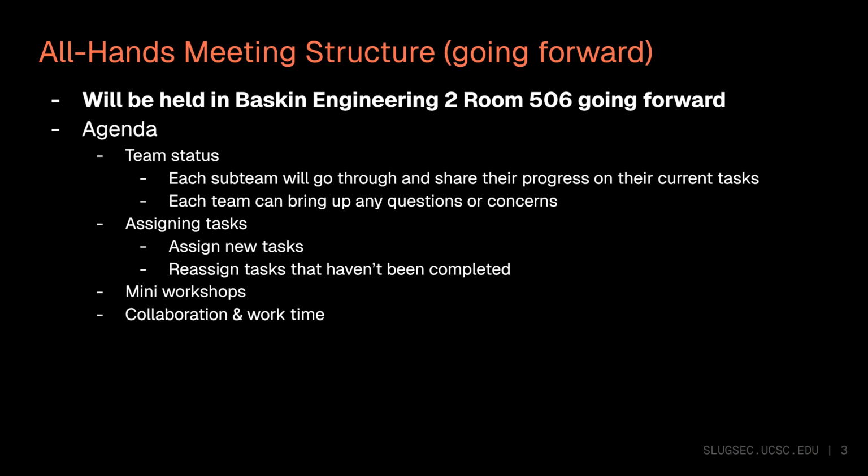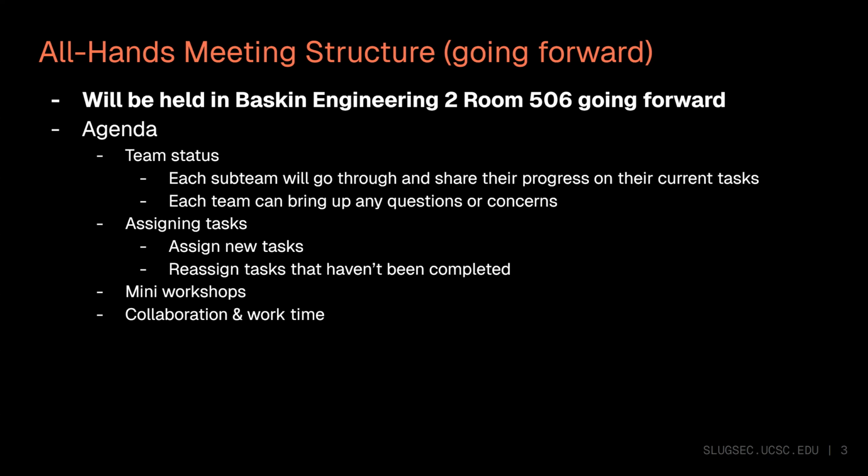The agenda for all the meetings is going to follow these 4 things. The first thing at the start of every all hands meeting is we're going to do a team status where every single sub team will go over all their progress on what they're working on, things that they're stuck on, things they need help on. And we'll also allow for people to ask questions or concerns about things they're working on. This way we can all get an idea of what everyone is doing and keep track of our progress on things.